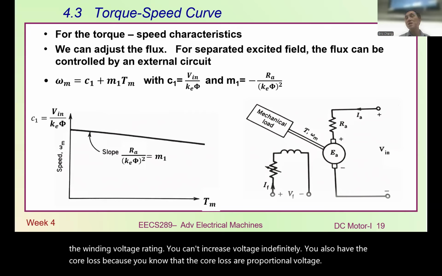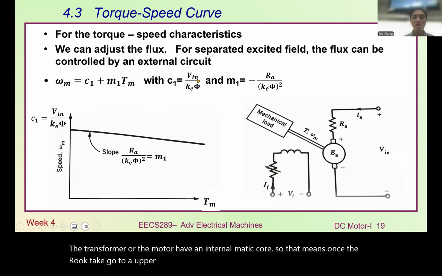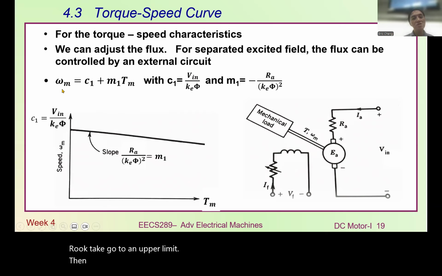The transformer or the motor has an internal magnetic core. So that means once the voltage goes to an upper limit, then you cannot increase the speed further. Even though you decrease the torque to really small, there will be a limitation for the maximum speed. Do you get my point?